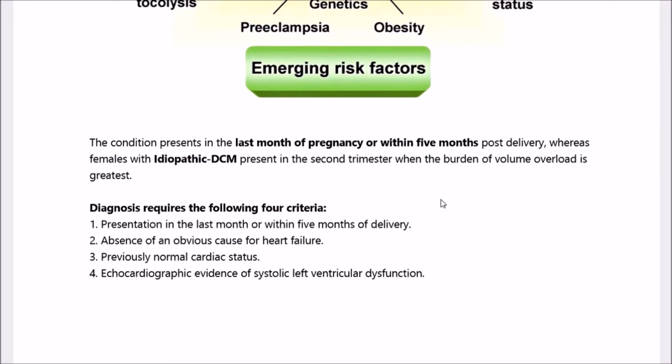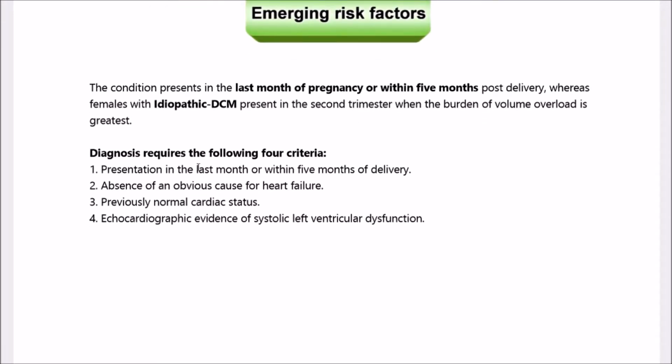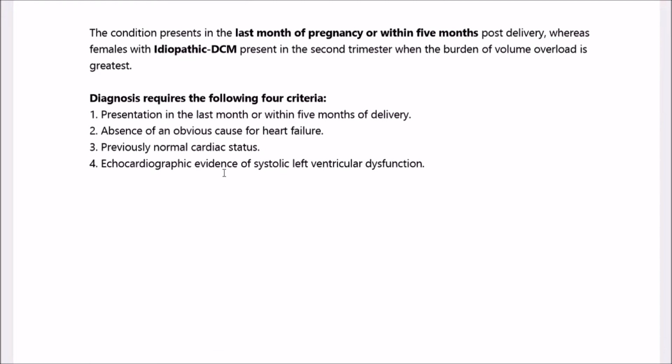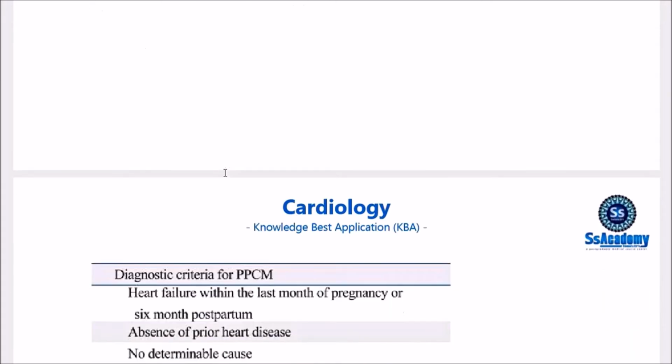The condition presents within the last month of pregnancy or within 5 months, but it is said within 6 months post-delivery, whereas in females, idiopathic DCM presents in the second trimester when the burden of volume overload is greatest. Diagnosis requires the following 4 criteria: presentation in the last month or within 5 months, but it is said 6 months. Absence of an obvious cause for the heart failure, previously normal cardiac status, and echocardiography evidence of systolic left ventricular dysfunction.